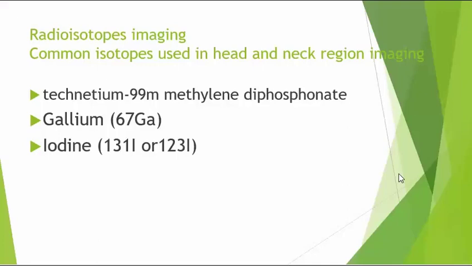The most common isotopes used in head and neck region imaging are, first, technetium-99 and methylene diphosphonate. This is used in salivary gland, thyroid, bone, blood, liver, lung, and heart diseases. Gallium is used for tumors and inflammation. Iodine is used for thyroid diagnosis.